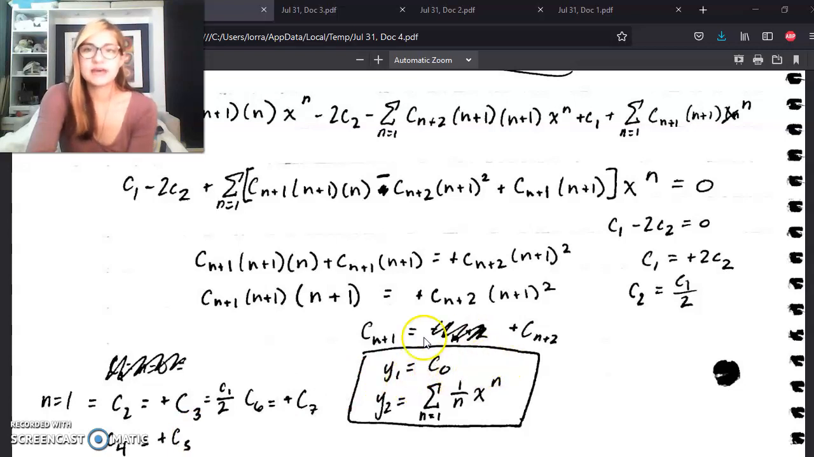So that means that a constant is true here, so y_1 is equal to c_0, and then y_2 is equal to the summation from n equals 1 of 1 over n times x to the n, because after that you just substitute it in at y equals c_1 plus c_2 x plus c_3, blah, blah, blah.